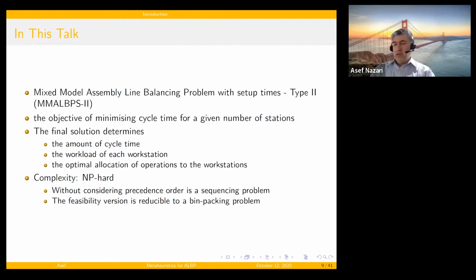So in this talk, I'm going to look at mixed model assembly line balancing problem. So one single line, several models of the same product with setup times, and it's going to be type 2. It means we are given the number of stations, and we want to minimize the cycle time. And from the final solution, we can find the optimal cycle time, the workload of each station, and the optimal allocation of jobs or operations to workstations. So the problem is going to be NP hard, and it's a difficult problem to solve. That's why we decided to work on metaheuristics until someone shows that NP is P.